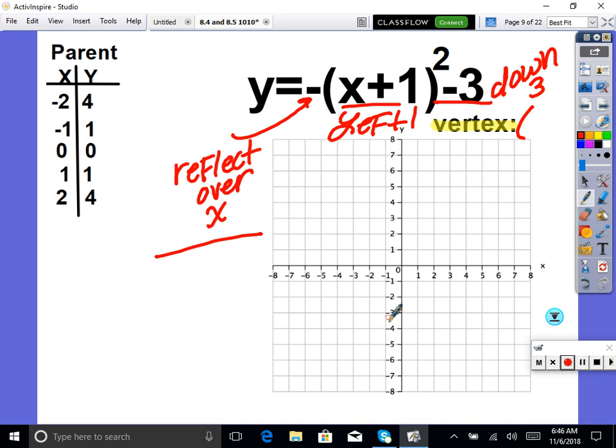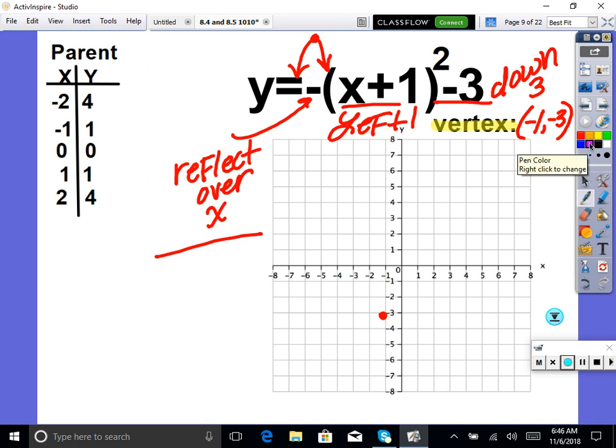It won't matter if it's reflected or not. So -1, -3, but we do know that it's going to be a frowny face, don't we? Because of the negative in front, that's what flips it. So this is going to be a maximum. This vertex at -1, -3 will be a maximum value since it's upside down. Okay, awesome, but now let's just perform the shifts.